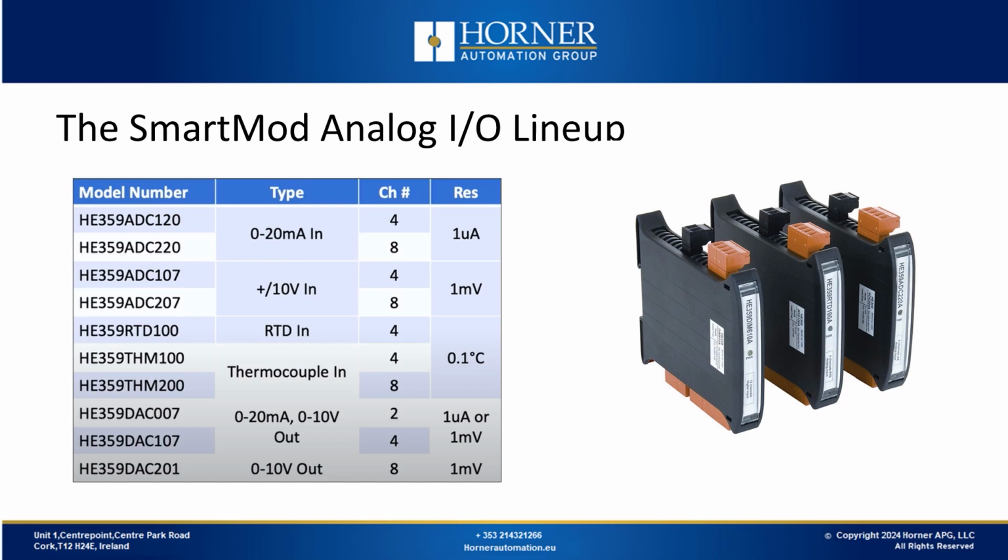Today we are focusing on analog, as it is the best way of utilizing SmartMod. However, there are also some digital I/O options available. There are many different options with ranges of 0 to 20 milliamps, voltage inputs of plus or minus 10 volts, as well as some RTD and thermocouple temperature sensors, which are available in 4-channel and 8-channel options. These modules also have roughly a 15-bit resolution. The analog outputs also have 2-channel, 4-channel, and 8-channel options.